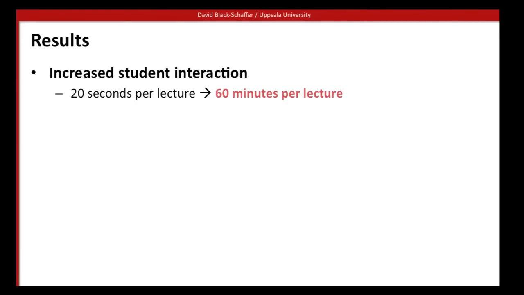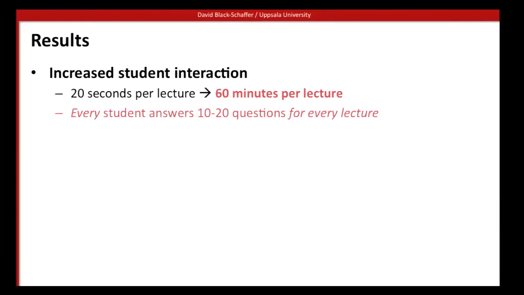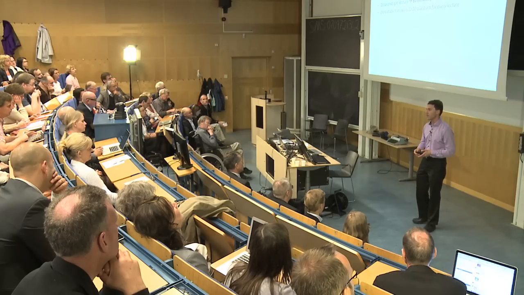So what were the results? Well, I set out to increase student interaction, and I showed you before we had about 20 seconds per student on a good day. I'm now up to 60 minutes per lecture. They spend about 10 to 20 minutes answering the online questions before they come to class, and they spend about 45 minutes in class going through these peer practice problems. So I've dramatically increased how much time students are working in class. Every student now is coming to class having already answered 10 to 20 questions about the material. They are much more prepared. It makes it much easier to work on these problems in class knowing that they put in that effort.